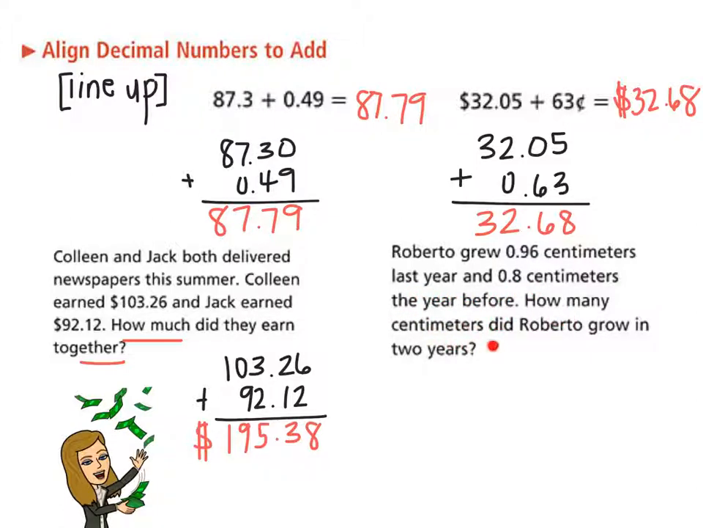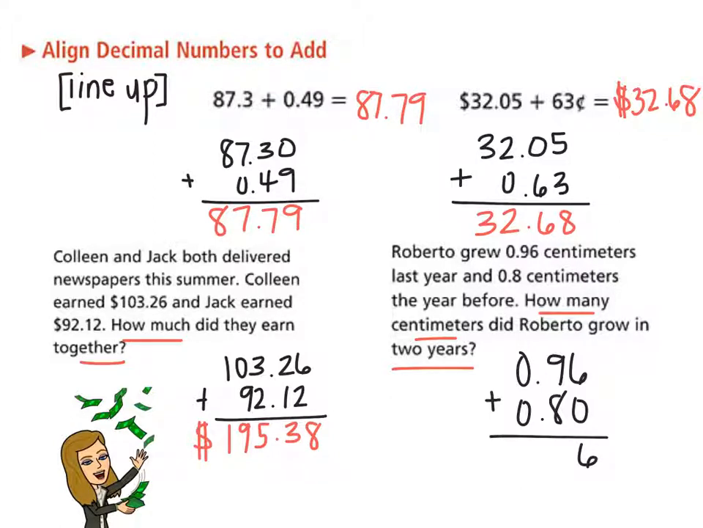The next one says, Roberto grew 96 centimeters last year and 8 centimeters the year before. How many centimeters did Roberto grow in 2 years? Okay, so we have what he grew in each year. We want to know all together in those 2 years how many centimeters he grew. So this is another addition problem. So I'll put the larger number on top, 96 hundredths, plus 8 tenths. I notice when lining up my decimals, we get an awkward spot, so I'll fill in a 0. So then when I add these, 9 plus 8 is 17, carry the 1, bring down my decimal. He grew 1 and 76 hundredths centimeters in those 2 years.